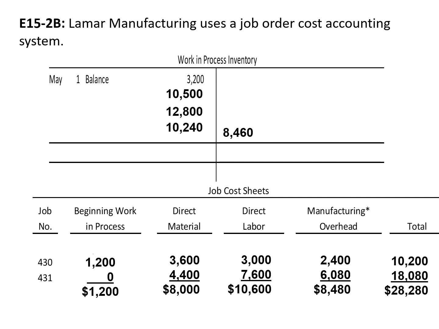All right, let's go ahead and post the $8,460 to the work in process inventory. Again, that was a credit. If we net the debits and the credits, the ending balance in work in process inventory is $28,280. Again, that balance must equal our partially completed units or jobs, which it does. You can see that job 430 has $10,200 and job 431, $18,080 for a total of $28,280.